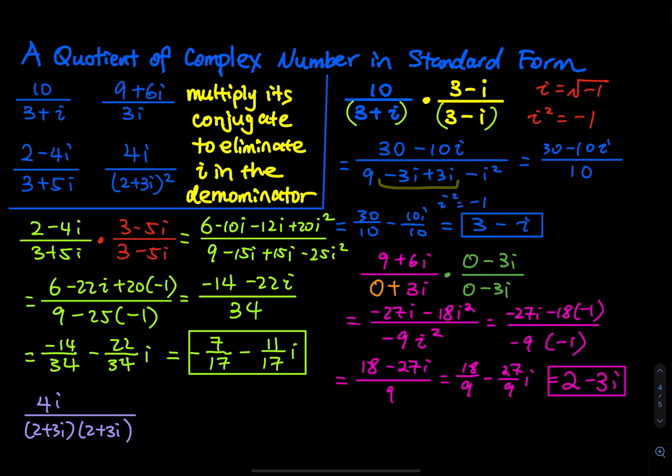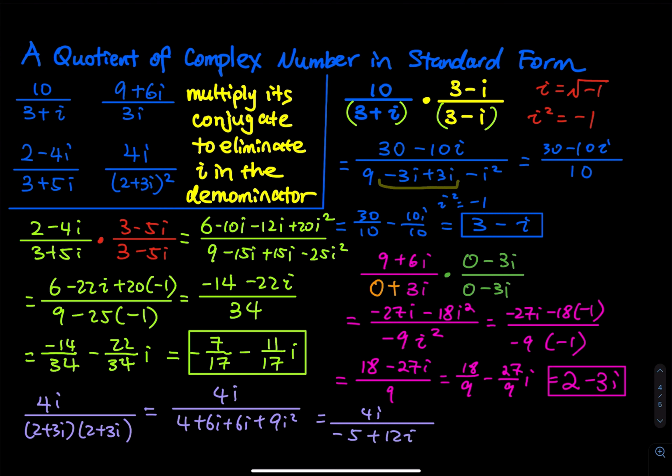I need to expand this first. And then this is going to be 4i divided by, that looks like a 4i, right? So 4i divided by 2 times 2, and then 6i plus 6i, and then plus 9i square. So that is equal to what? That is equal to 4i divided by 4 minus 9 is negative 5, and then plus 12i. There you have it, plus 12i.